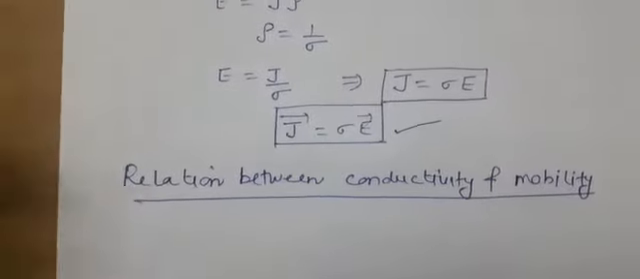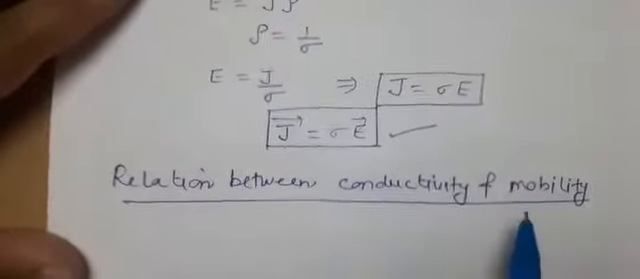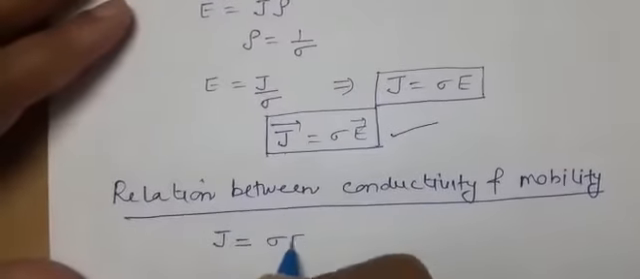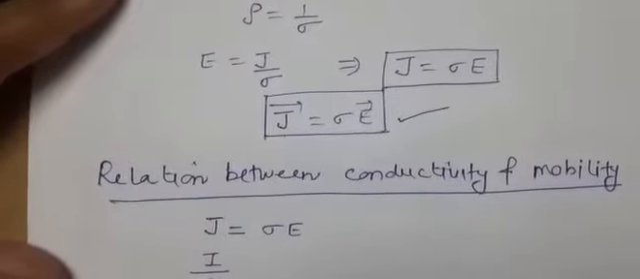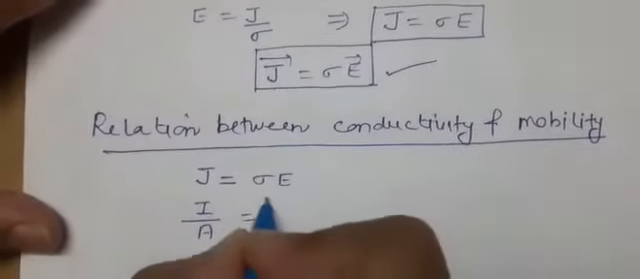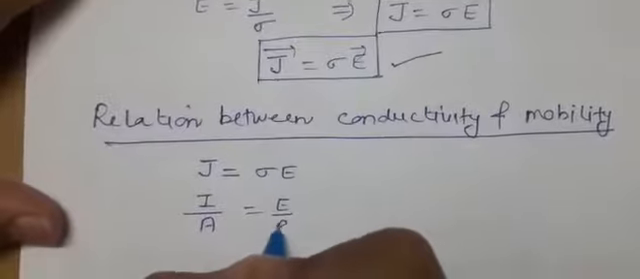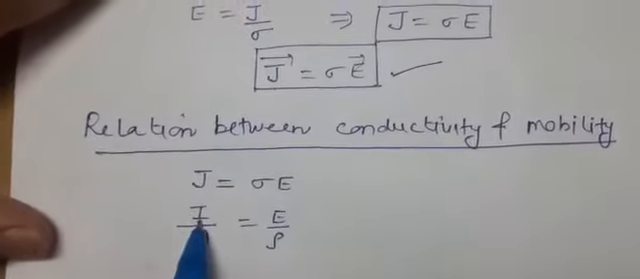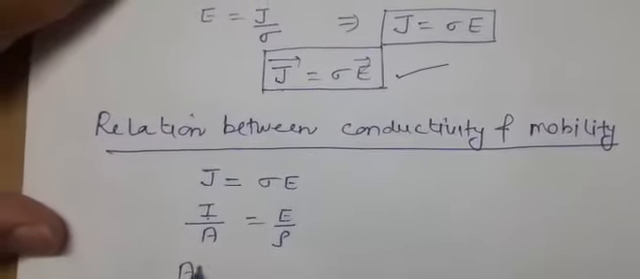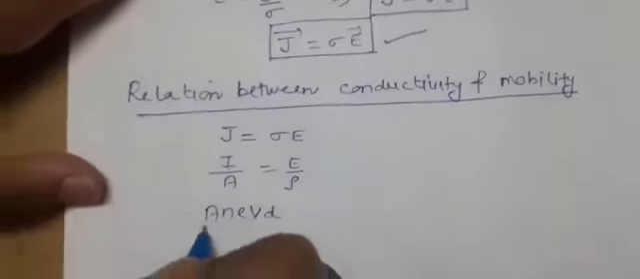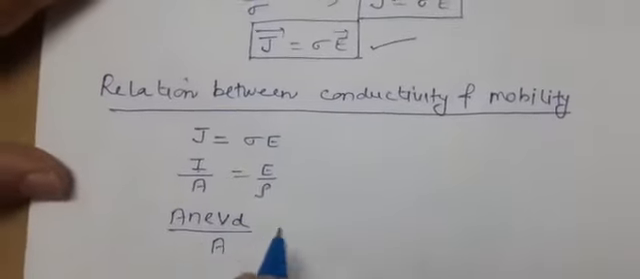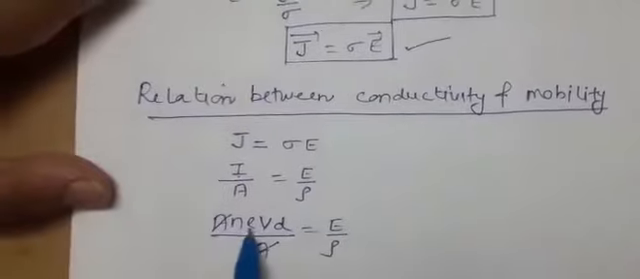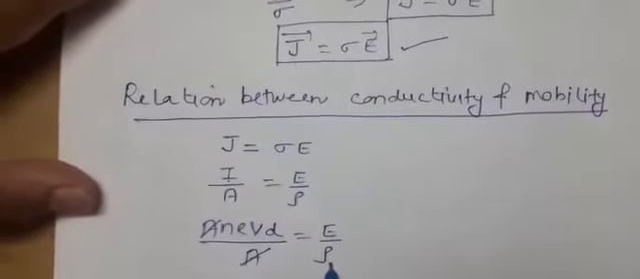Now next we will discuss the relationship between conductivity and mobility. As we know, current density is sigma into E. Current density is current per unit area, and conductivity is related to resistivity as its reciprocal. Now the current I was given by A N e vd. We have derived this relation. We substitute the value of current here, so you get N e vd equal to E upon rho.